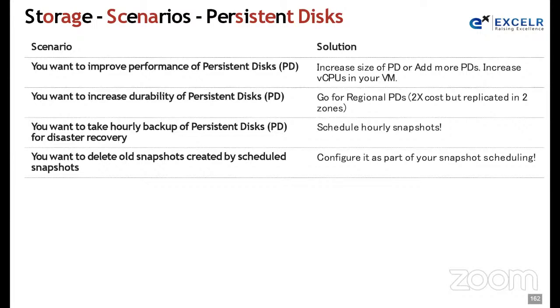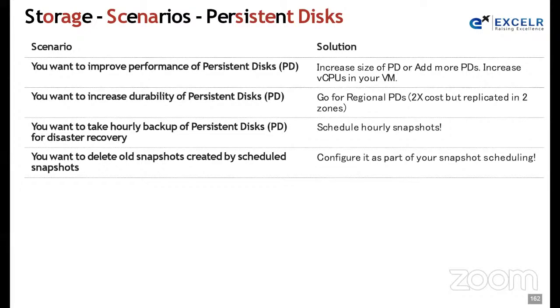If you want to increase the durability of your disk, then go for a regional disk. So if you want to have more availability, then go for a regional disk, which is going to replicate your data across 2 zones in a particular region. But remember that with higher reliability and higher availability, you also need to pay for the cost.